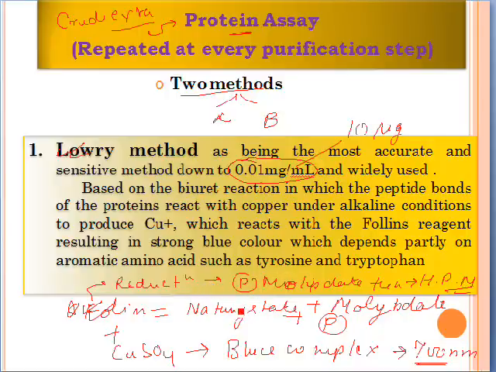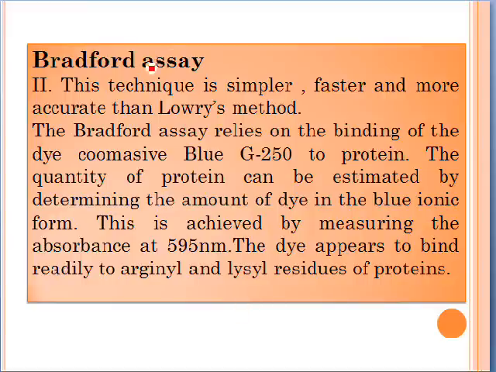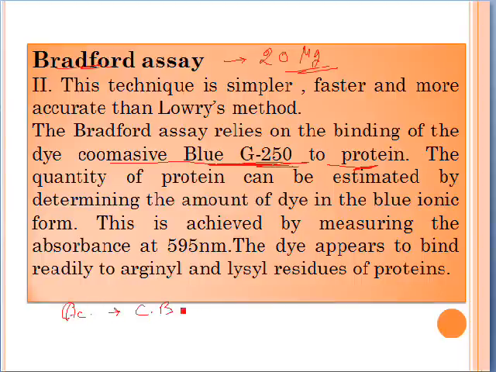Next we come to the Bradford method. The Bradford method is a rapid, sensitive method for detecting protein. This method is sensitive to 20 microgram of protein. It is based on the interaction of Coomassie brilliant blue dye with protein in acidic medium. The dye is less soluble and binds to proteins.